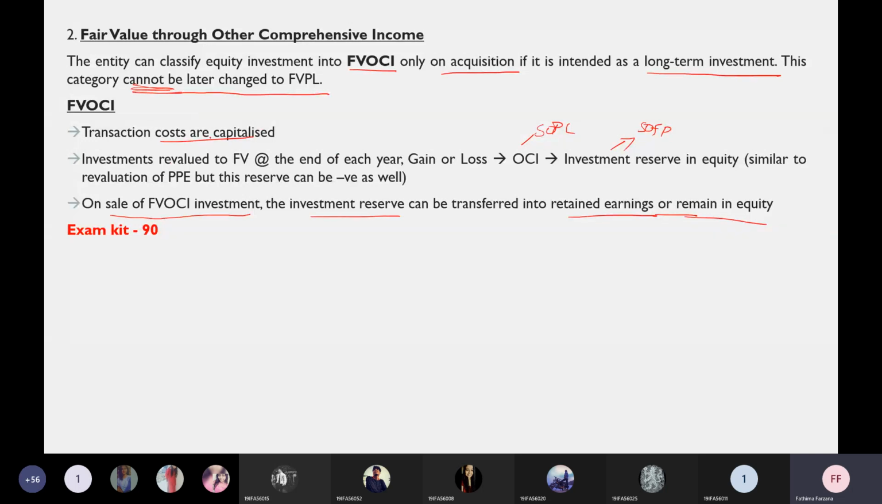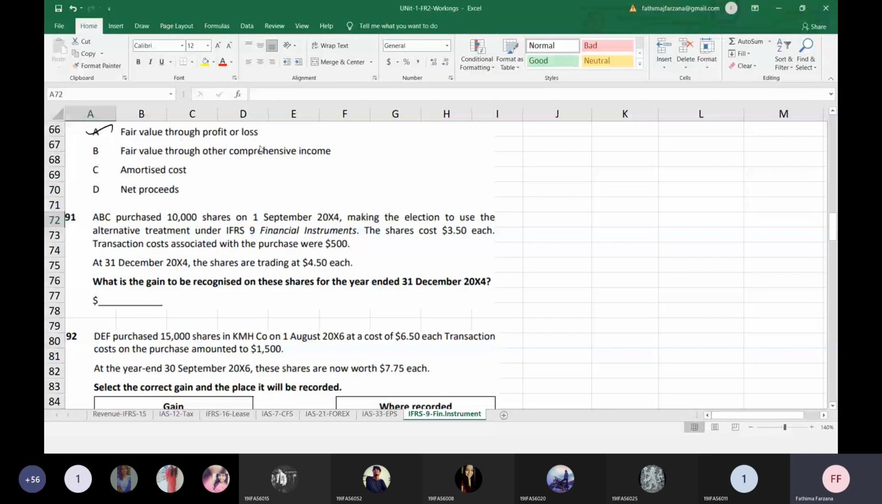Transaction costs are capitalized. What do you mean by that? Included in what? You're correct. Included in the investment. In those 10,000 shares when you're buying, how much are you paying? 3.50. Exactly. So 10,000 into 3.50 plus 500 is the cost of the asset, right? Capitalizing means adding to the asset. Very simple. So now I'm going to value this and start from here.